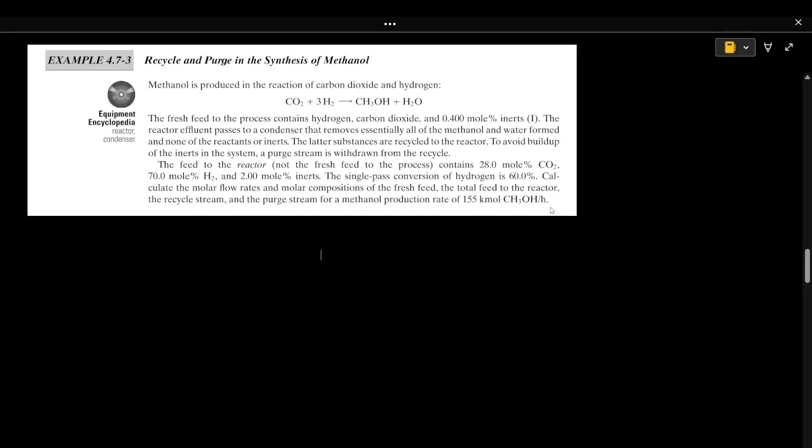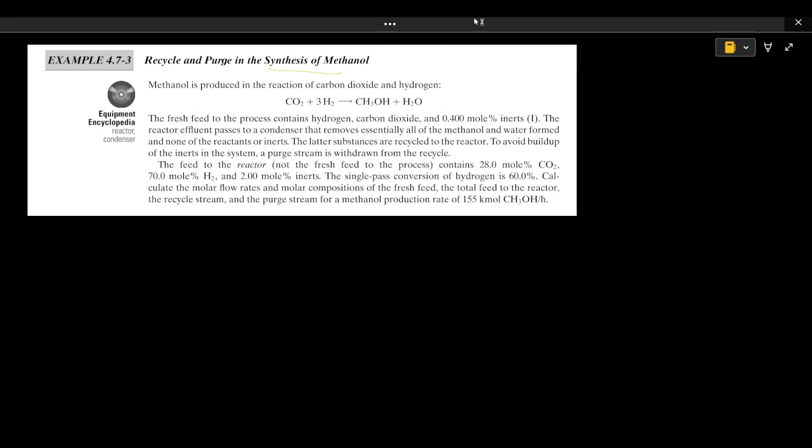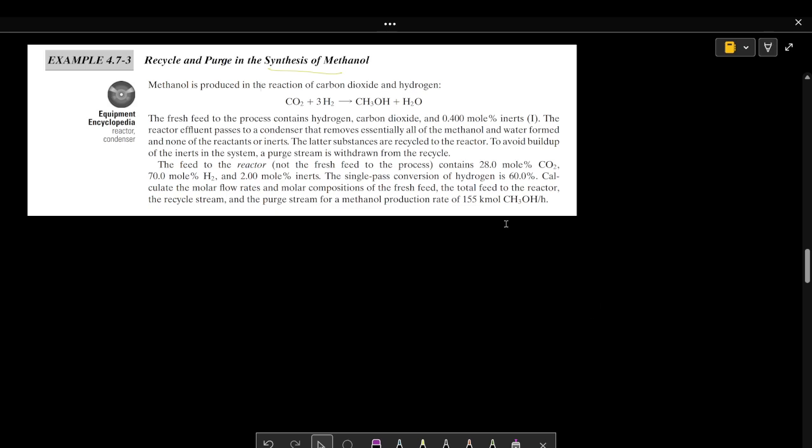So here you see example 4.73, recycle and purge in the synthesis of methanol. First of all, we have to solve this problem. The problem question is: methanol is produced in the reaction of carbon dioxide and hydrogen. We see that the reactants are carbon dioxide and hydrogen, and the products are methanol and water.